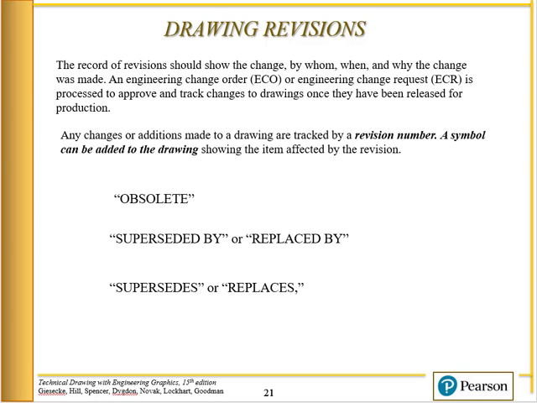Drawing revisions. In any manufacturing environment, there will always be changes to production parts based on new technology, based on lessons learned, based on, just fits, anything. Okay, so what you need is a record of revisions. Those are usually shown in the upper right-hand corner. And again, it depends on the company you're working for and how they manage their engineering changes. Any changes or additions to a drawing are tracked by a revision number. A symbol can be added to the drawing showing the item affected by the revision.